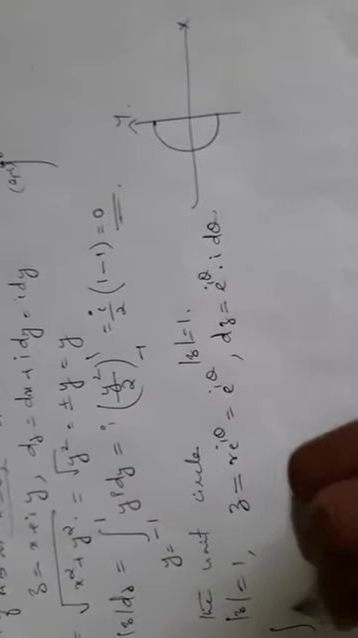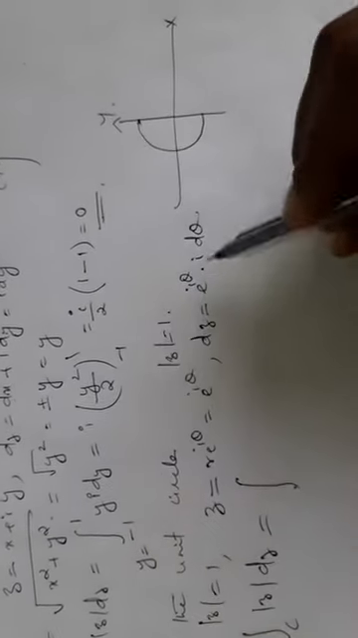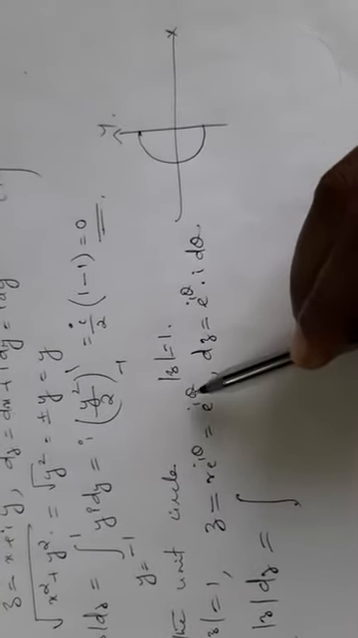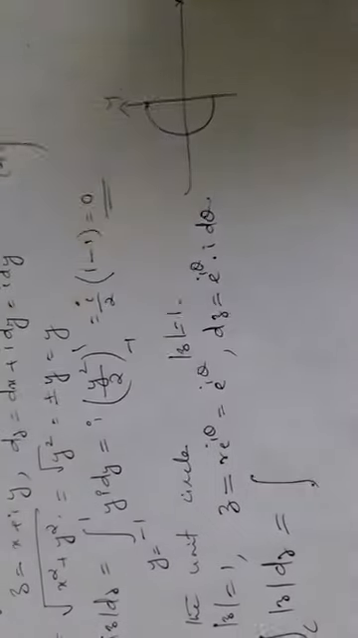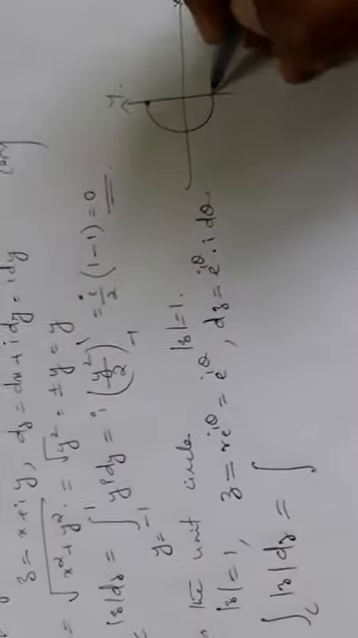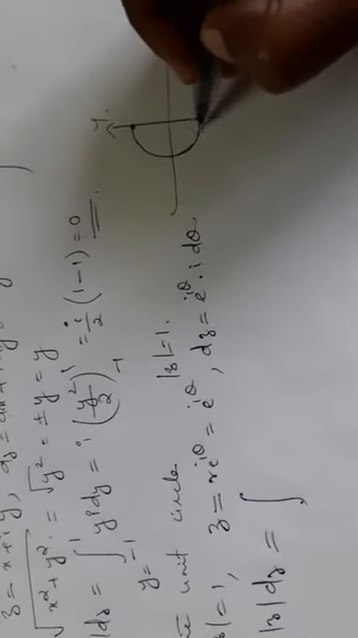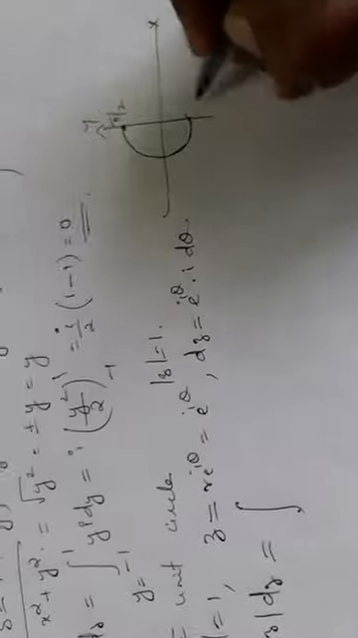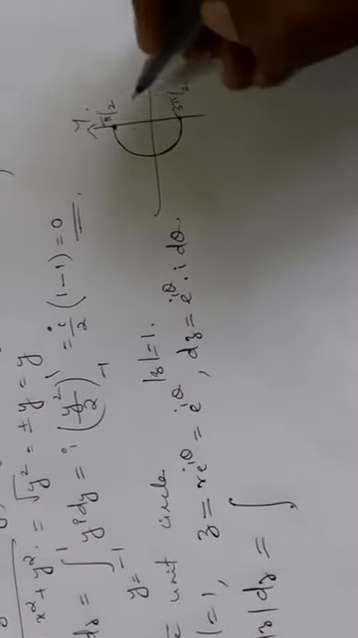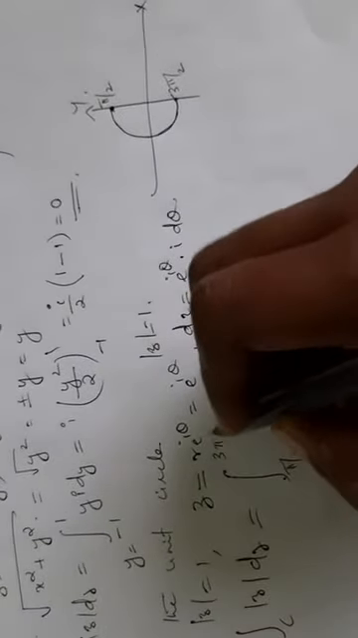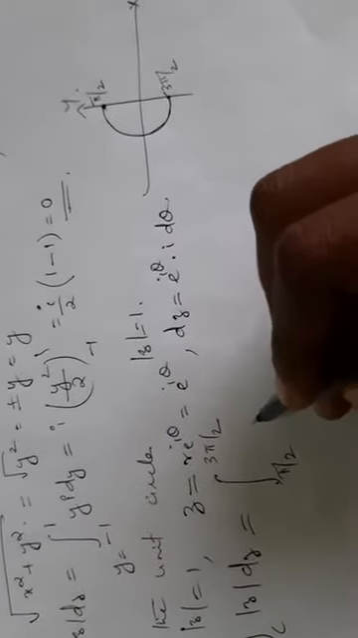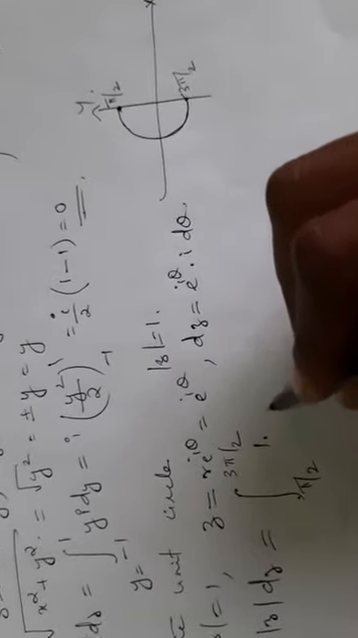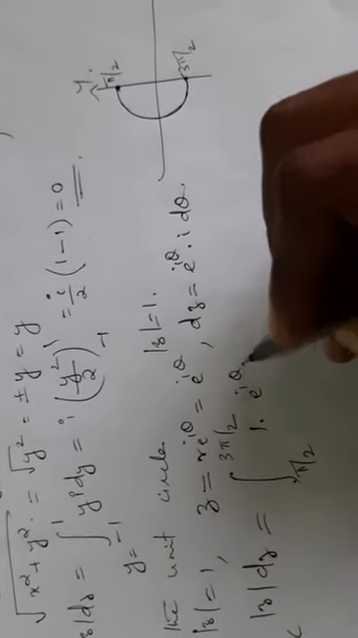Then the integral over C of mod z dz becomes an integral where we can convert the limits in terms of theta. What's the variation of theta? Theta varies from here to here. That means from pi by 2 to 3 pi by 2, right? Pi by 2, 2 pi by 2, 3 pi by 2. So pi by 2 to 3 pi by 2. Mod z is 1. dz is e raised to i theta, i d theta.